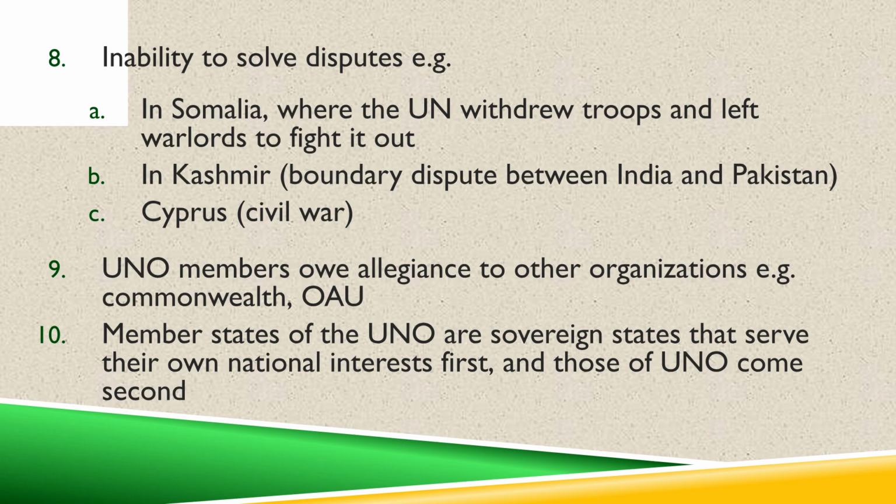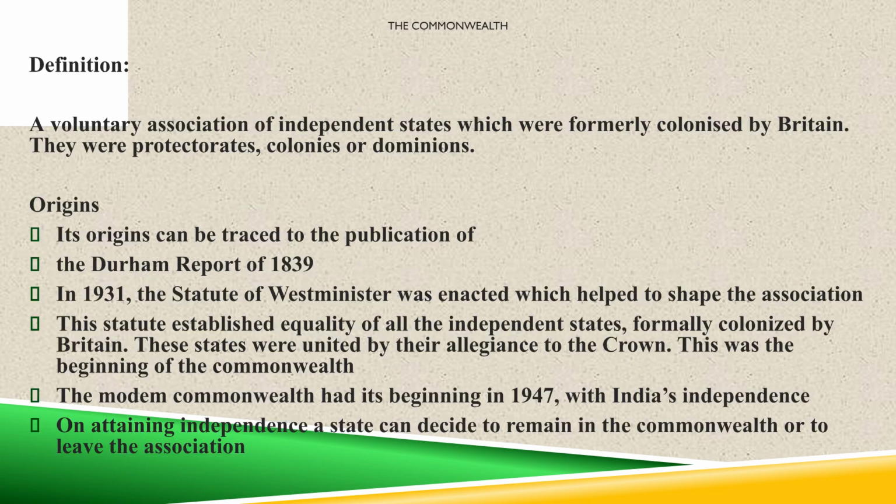Other problems include the arms race hindering disarmament, ideological disputes, unresolved issues like the Palestinian problem, and the veto power of permanent members. The UNO's inability to resolve certain disputes, such as in Somalia and Kashmir, is a major weakness. Member states prioritize their national interests and allegiance to other organizations.